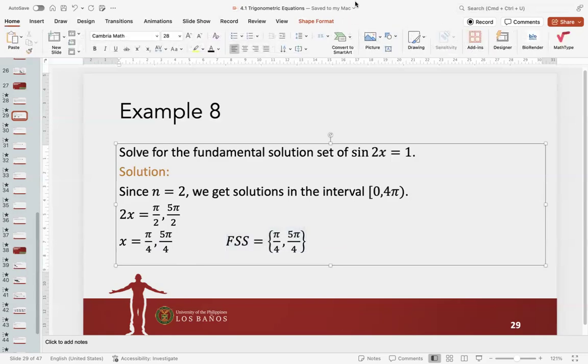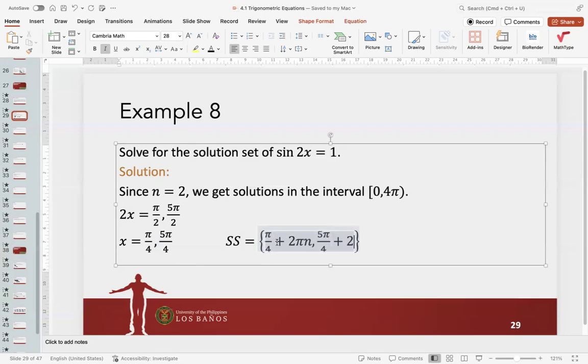So take note again, if we wish to get the solution set, then all we need to do is that from the FSS, we just need to add 2 pi n. Sorry, this is plus. Plus 2 pi n, where n is an integer.